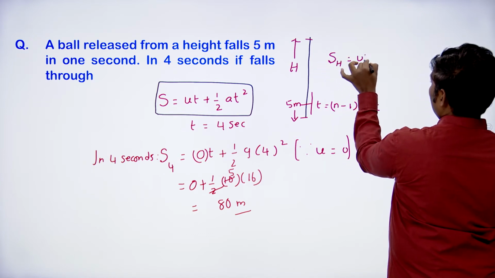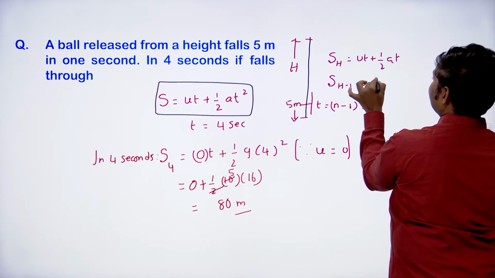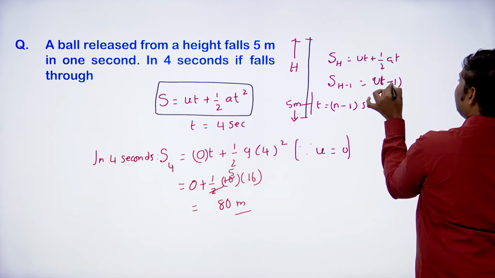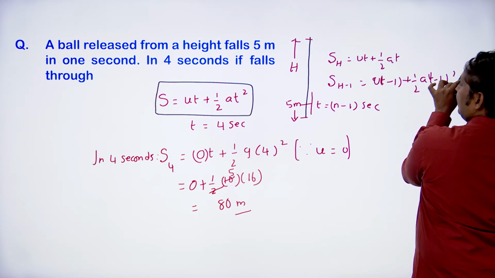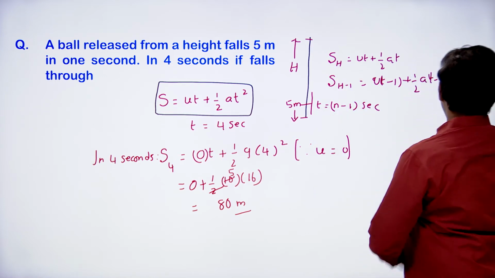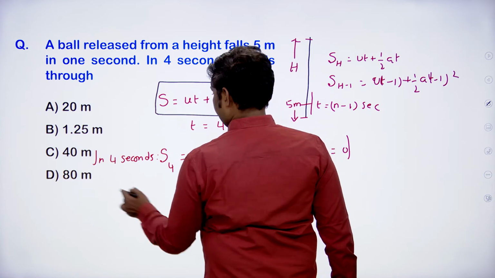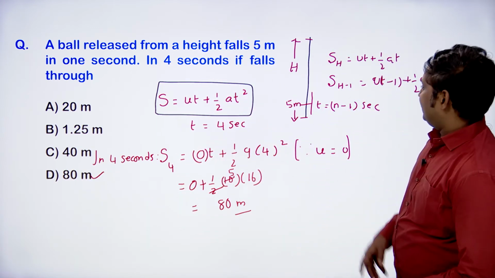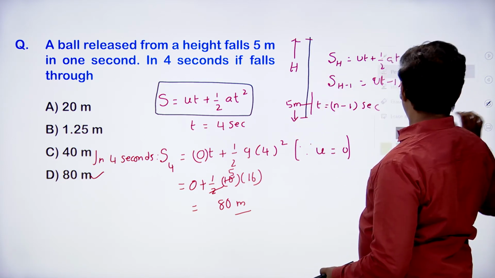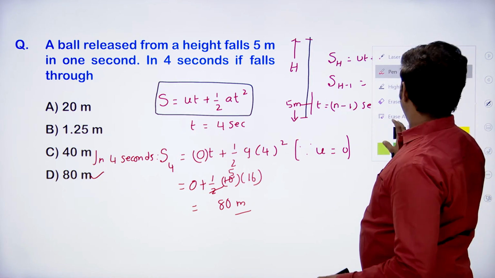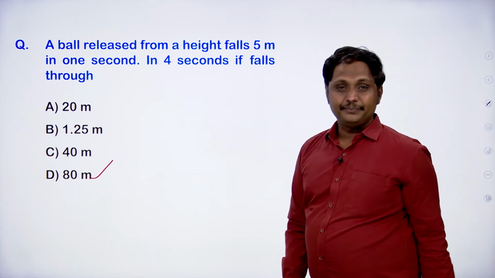You will get that S_h is equal to ut plus half at square. So, S_(h minus 1) is going to be u(t minus 1) plus 1 by 2 a (t minus 1) whole square. In this method we can solve the problem. Let us see what is the answer. So, we got that 80 meter, right. In the next level problems we are discussing, these are the other model problems we would like to get. So, answer is going to be 80 meter, very clear.